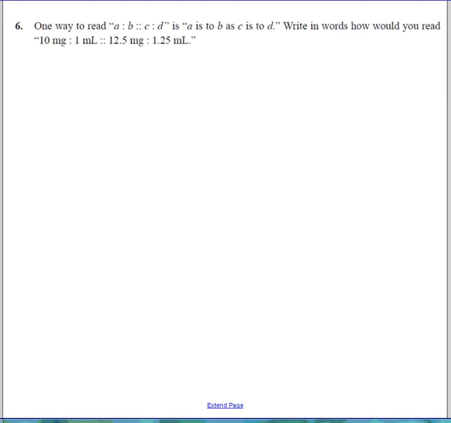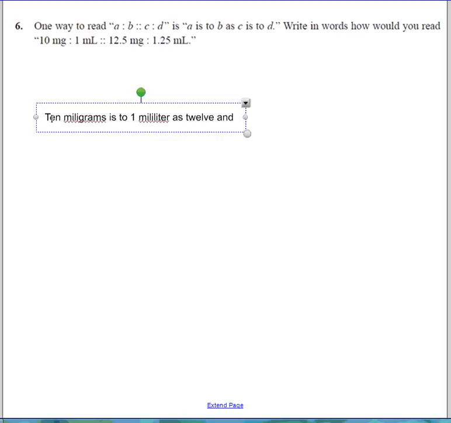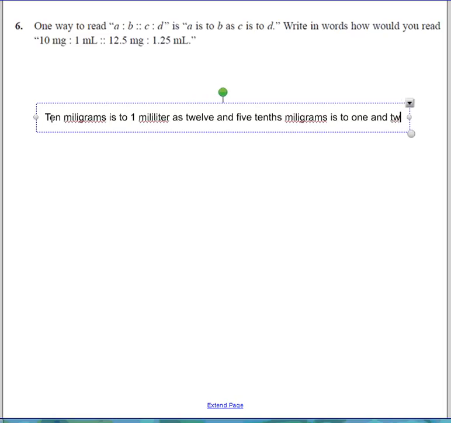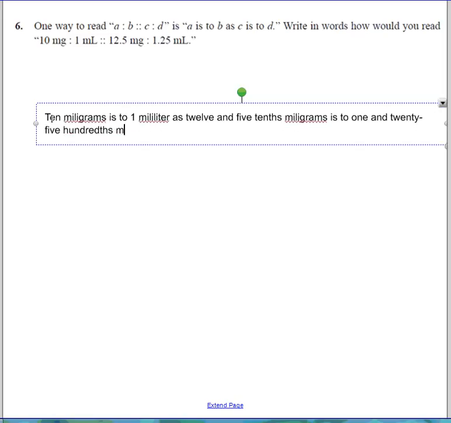One way to read this is A is to B as C is to D. So the example we have here would say 10 milligrams is to 1 milliliter as 12 and a half, or 12.5, so let's say 12 and 5/10 to be specific, milligrams is to 1 and 25 hundredths milliliters.